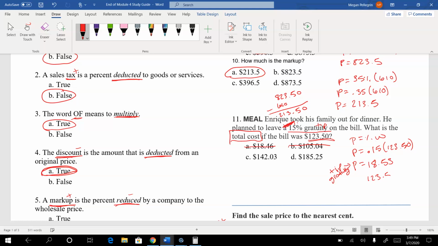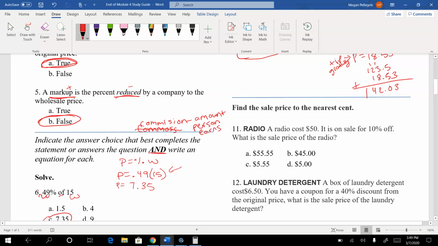So now we have to do $123.50 plus that $18.53. So that gives me $142.03. That was probably a mistake. That probably should have been $18.53. To be able to confuse you a little more, or not confuse you, but make sure you really do understand what they're asking for.